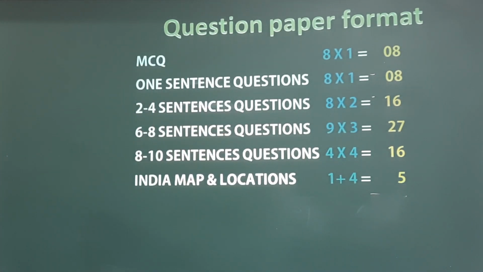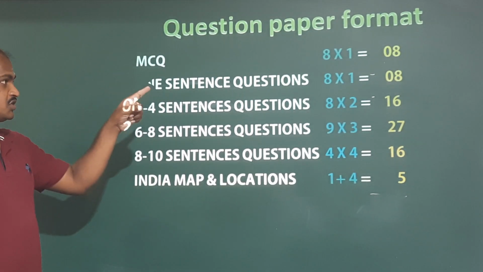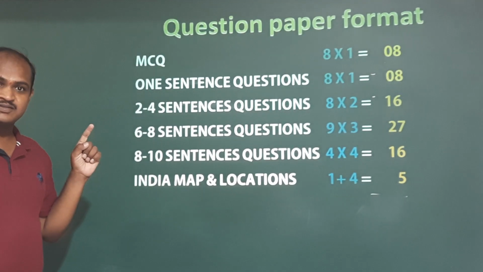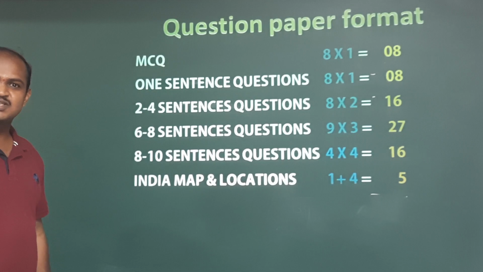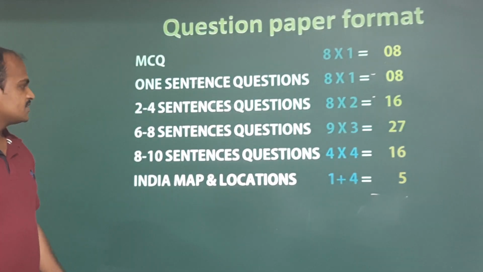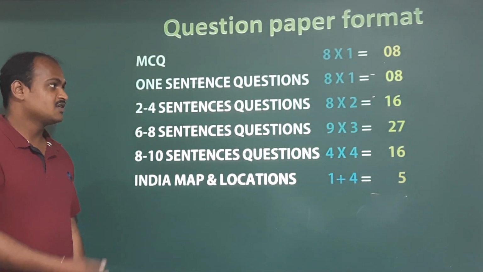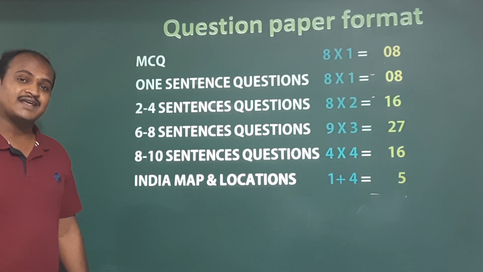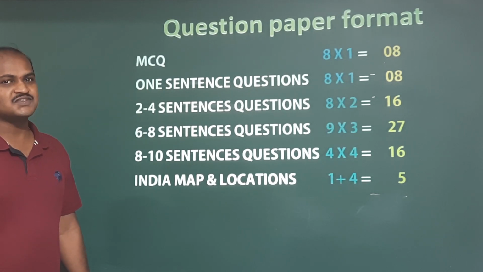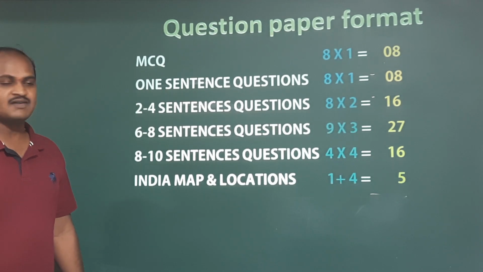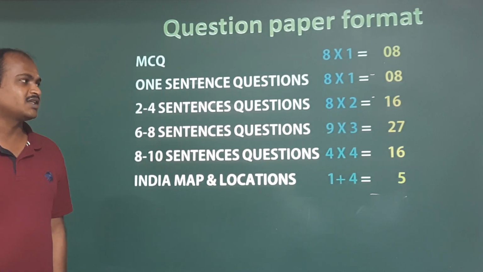The first one is MCQ, multiple choice questions. 8 questions will be asked, and each question carries 1 mark, so MCQ carries 8 marks. Then there are one-sentence questions, 8 questions, each carrying 1 mark, 8 marks. Then 2 to 4 sentence questions, which we call short answer questions. Total 8 questions, each carrying 2 marks. Next, 6 to 8 sentence questions, 9 questions, each carrying 3 marks, 9 times 3 is 27. Then 8 to 10 sentence questions, total 4 questions, each carrying 4 marks.